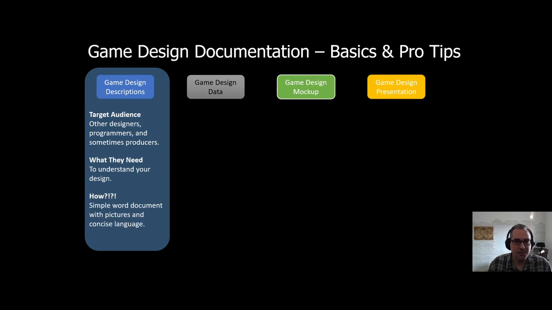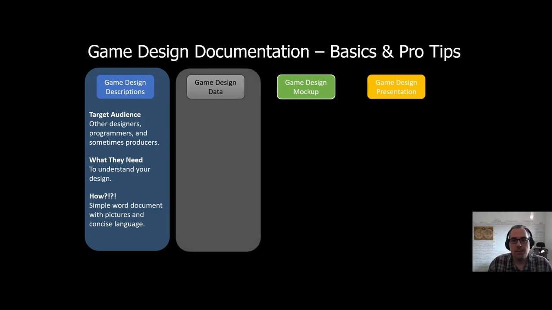So the core component of this is making sure that everyone understands your design. And how do you do that? Simple Word documents, just some pictures and concise language. The important thing here is that everyone understands exactly what you're going for. And this will also be your clarifying document, meaning that if someone is looking at your mockup or looking at your data and they have a question, the descriptions document should be able to answer it the majority of the time. Sometimes it won't be able to, but the majority of the time you want your descriptions document to be able to handle it.